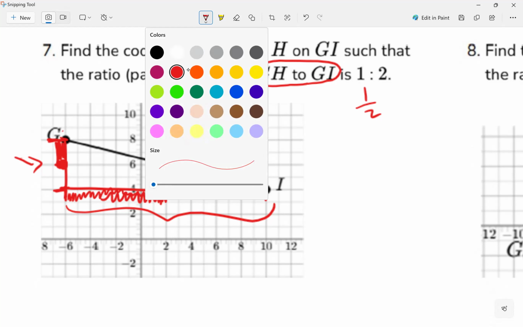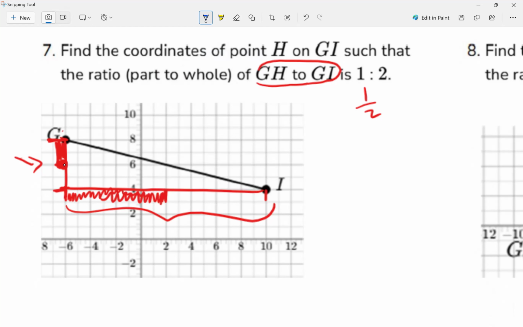Okay, so let's see. Here, it's going to tell me I go here. Good. That's my midpoint then. What are the coordinates of this point? Isn't it 2, 6?